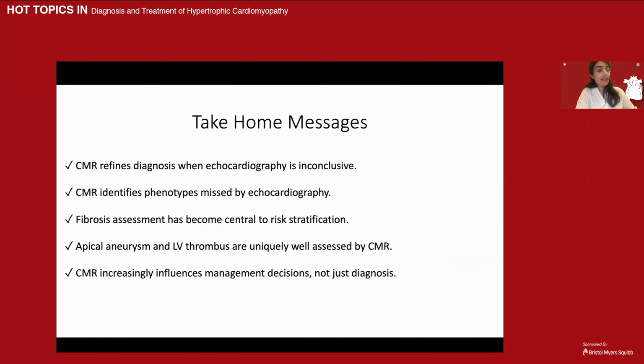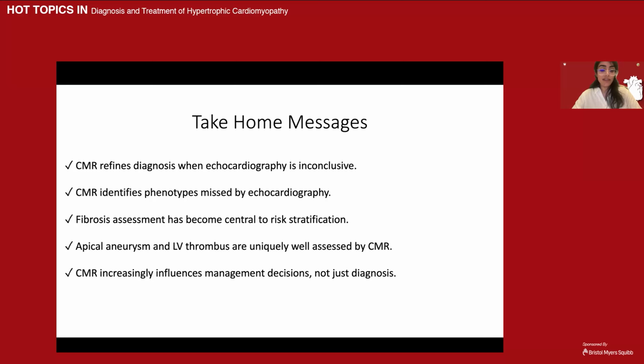And so finally, I would like to leave you with these take-home messages. First, that cardiac MR defines diagnosis when echo is inconclusive or incomplete. CMR identifies important phenotypes that may be missed by echo, particularly apical disease and apical aneurysms. Fibrosis assessment has become central in contemporary risk stratification and hypertrophic cardiomyopathy. And CMR uniquely identifies high-risk features like extensive scar burden and left ventricular thrombi.